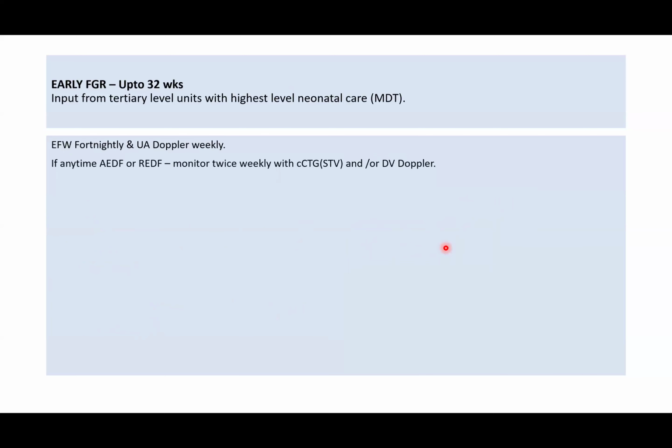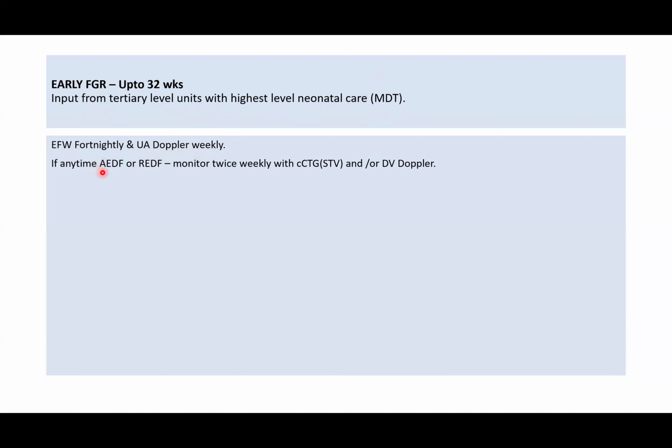How to manage early FGR, that is up to 32 weeks. In these early FGR babies, we have to take input from tertiary level units with the highest level of neonatal care. So MDT input is very, very important. Monitoring of any FGR is by estimated fetal weight fortnightly and umbilical artery Doppler weekly.